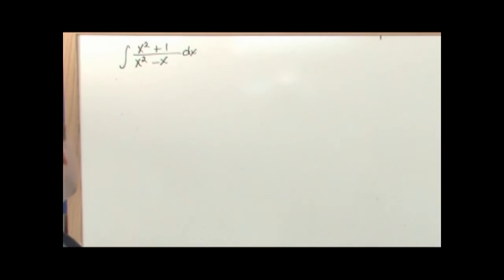Okay, so the final problem is going to be the integral of x squared plus 1 over x squared minus x dx. Okay? And what I want to do here is figure out, first of all, the degree of the top is 2 and the degree of the bottom is 2. And if you look back, you can't have that. You have to have the degree of the top less than the bottom. So you're going to have to do the division here, so we're going to get a little bit of practice here.